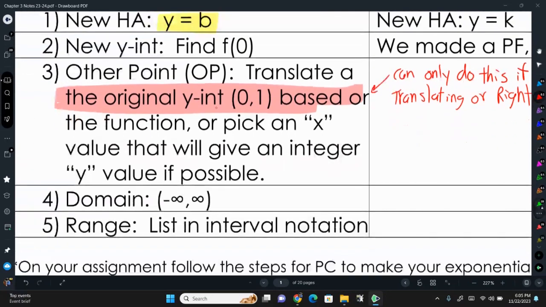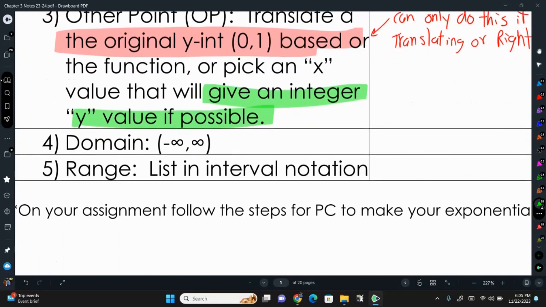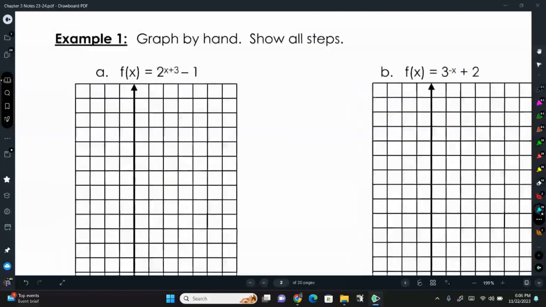Otherwise, we have to pick a number for x that gives us an integer y value. So we may not want to pick 1, 2, 3, or 4. We may want to look at the function and say, okay, if we say x is equal to 4, that's going to give us a nice integer that we can plot. Or if x is equal to -3, that will give us a nice integer to plot. And then the domain for all of these is negative infinity, infinity, and we're going to list the range in interval notation. So then we're going to graph these.